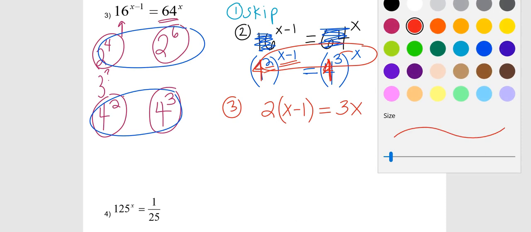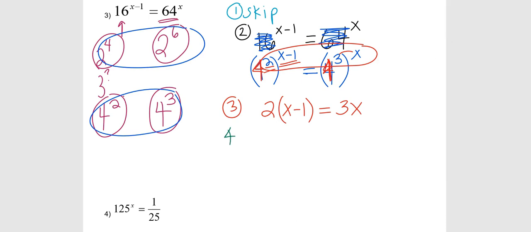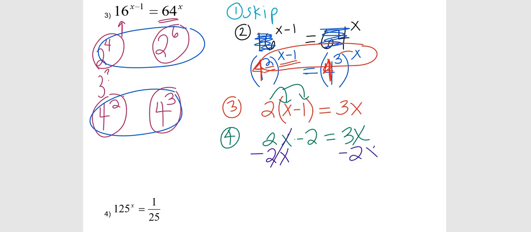Step 4 is to solve that equation. So we're going to distribute here. And we're going to get the x on the right side, so they're on the same side. And then we have x by itself. And then the last step would be to check our answer.